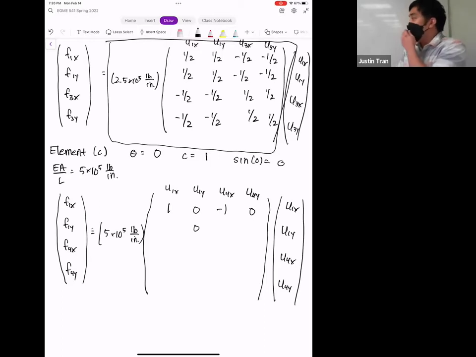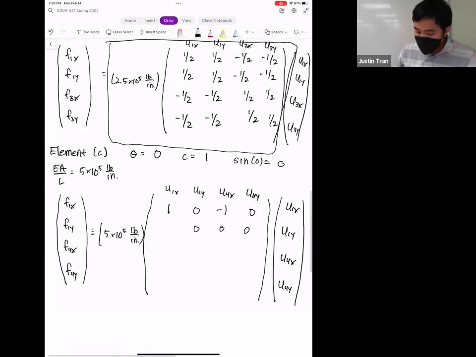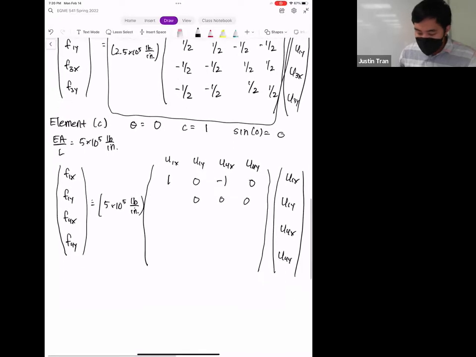Second row, we start off with a sine squared, and so sine squared is going to be 0. Next, we have a minus cosine sine, and so that's still going to be 0. And then we have a minus sine squared, which is still going to be 0. So the second row is all zeros. Next row, we're starting off with a cosine squared, and so that's going to be a +1. Then we have a cosine times sine, which is going to be 0. And then finally, in the bottom right, we have sine squared, which is going to be 0. It's just 0 squared.